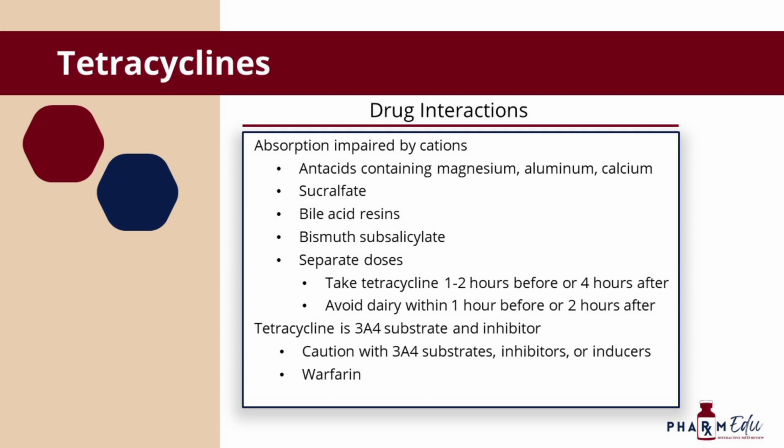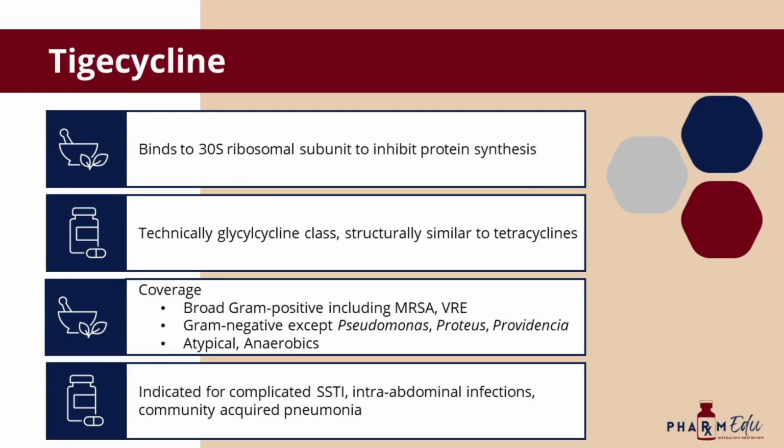So you want to make sure you separate the dose of tetracycline around any other drug that would be a cation. So you want to take the tetracycline 1 to 2 hours before or 4 hours after, and you also want to avoid dairy within 1 hour before or 2 hours after the tetracycline. Tetracycline is a 3A4 substrate and inhibitor, so you want to use caution with other 3A4 substrates, inhibitors, or inducers. One of the most significant ones is warfarin.